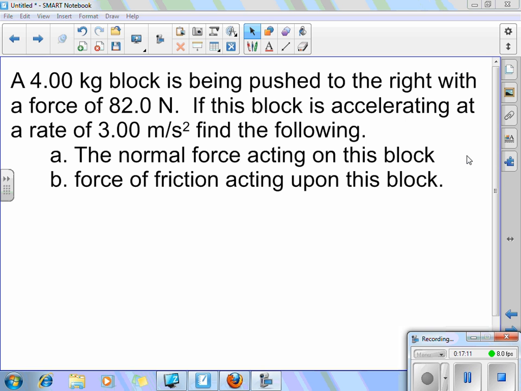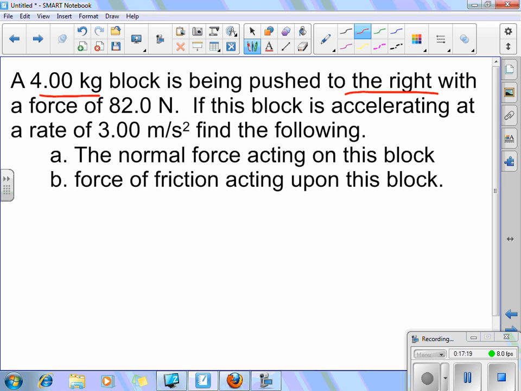Final example, a little tougher. And you'll want to start drawing this one out. So we have a 4 kilogram block pushed to the right with a force of 82 newtons. And if this block is accelerating at a rate of 3.0 meters per second squared, find the following. We will find the normal force acting on this, and the force of friction acting on a block if it's accelerating at this rate.